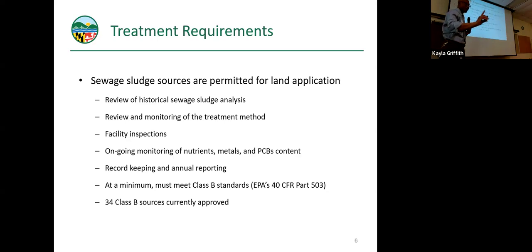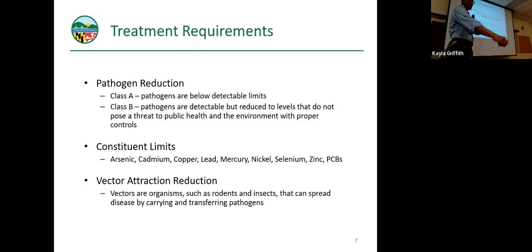Currently in Maryland, we have 34 of those class B sources. In other words, there are 34 wastewater treatment plants in Maryland whose sewage sludge or biosolids we use on farms after treatment. That's what it's saying. We move on now to the treatment requirements. We have the pathogen reduction, we have the constituent limits, and we also have vector attraction reduction.